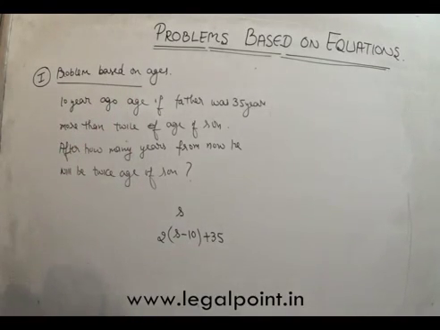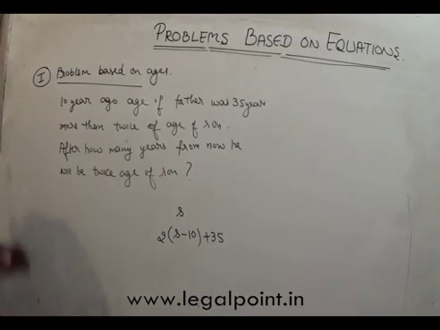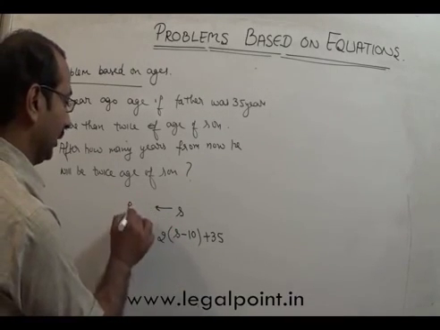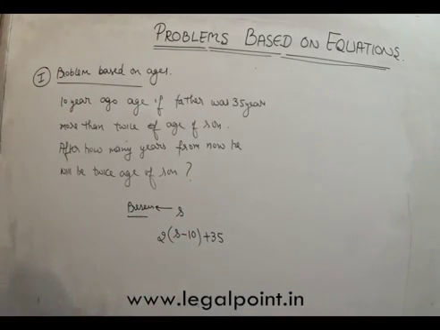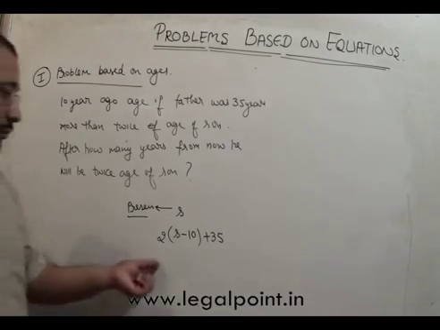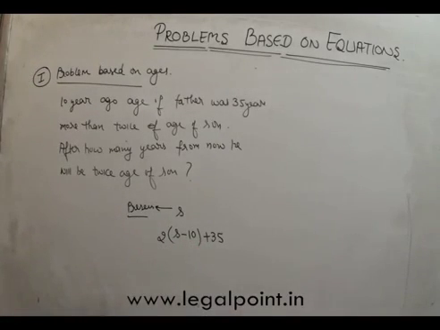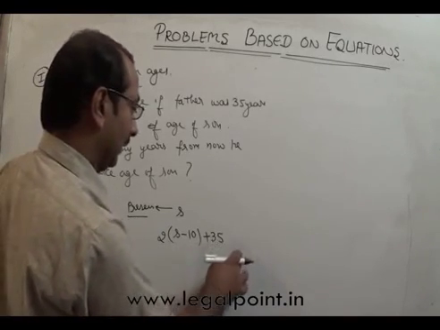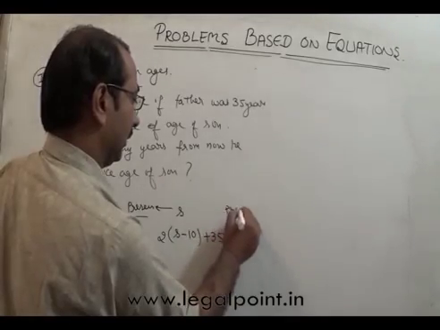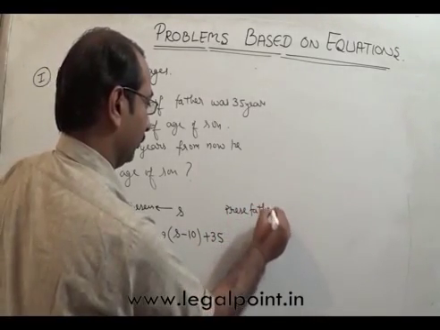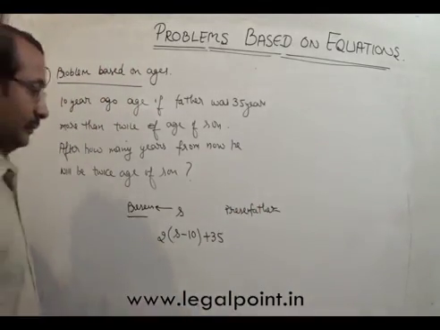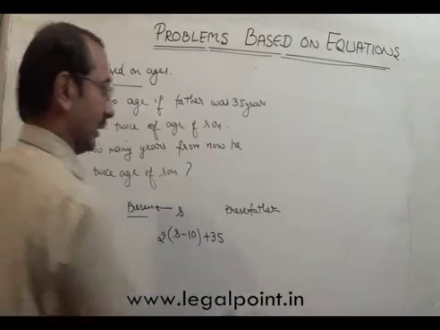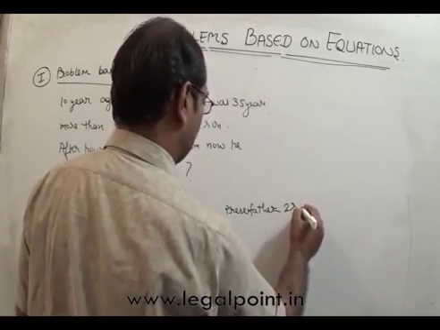10 years ago, the age of the father was 35 more than twice the age of his son. It means if I assume the present age of the son to be S, 10 years ago the age of the son would be S minus 10, and the father's age 10 years ago is twice of S minus 10 plus 35, right? It means if I have to take the present age of the father, I have to add 10 to this, so the present age of the father is equal to 2S minus 20 plus 35 plus 10, 45, so I can say that is 2S plus 25.